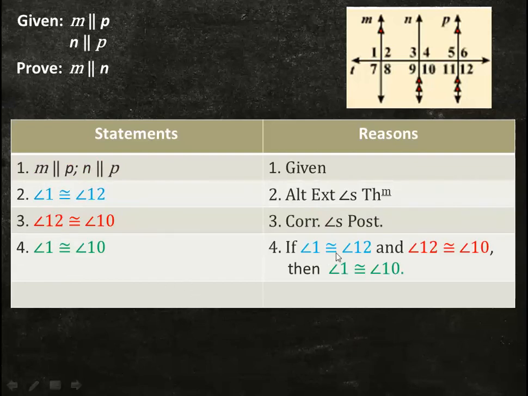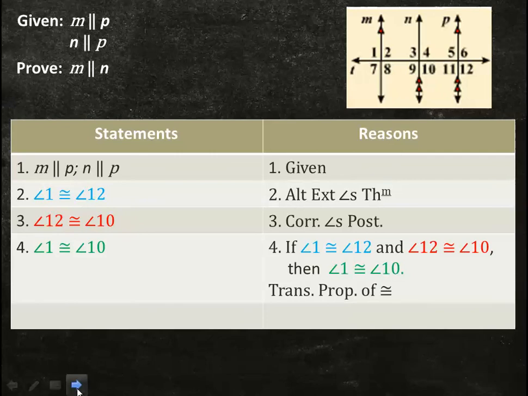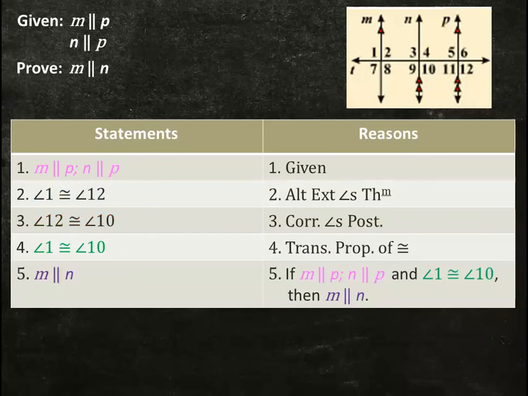So I took my previous statements: if angle 1 is congruent to angle 12 and angle 12 is congruent to angle 10, then angle 1 is going to be congruent to angle 10. And you look through all of that stuff, but hopefully you'll remember that transitive congruency property, or transitive property of congruence. I just said it a little backwards. Okay, and then lastly I can say M is parallel to N.